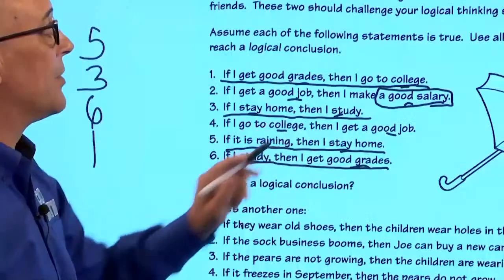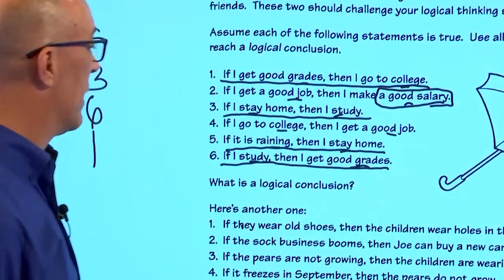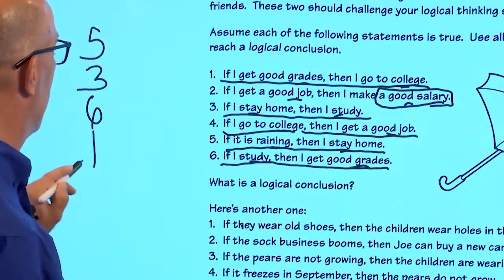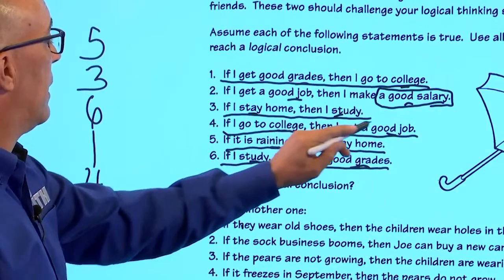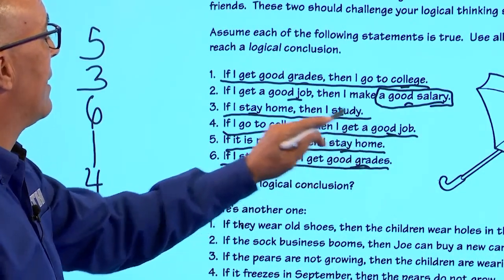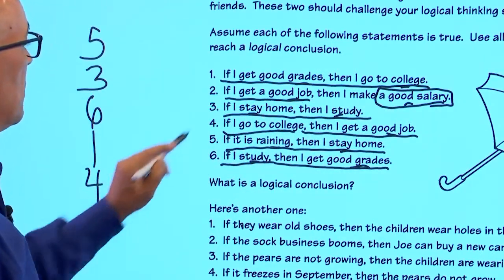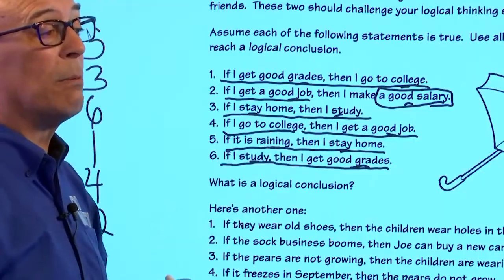College is where we ended, so college is where we need to begin, right here. If I go to college, then I get a good job, that was number 4. Good job is where we ended. If I get a good job, then I make a good salary. 2 is the last one, and good salary is what we want at the end.